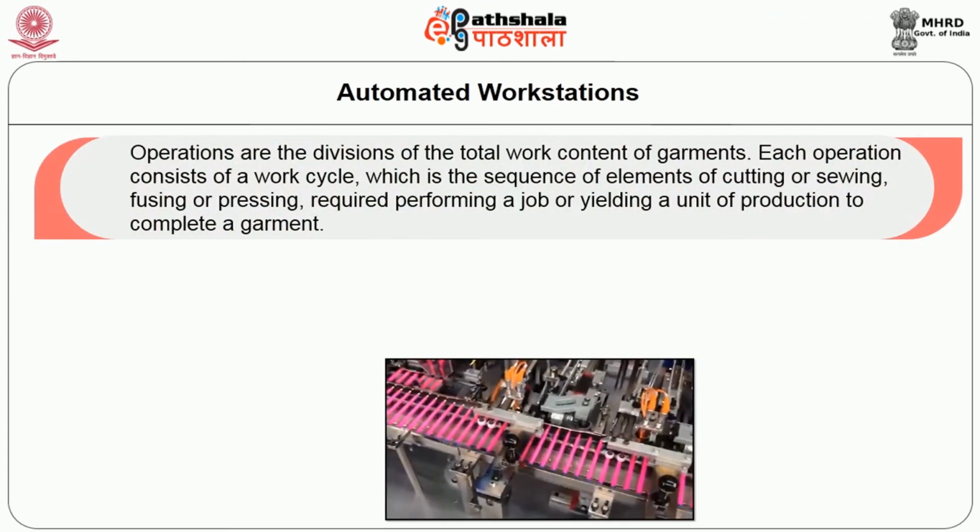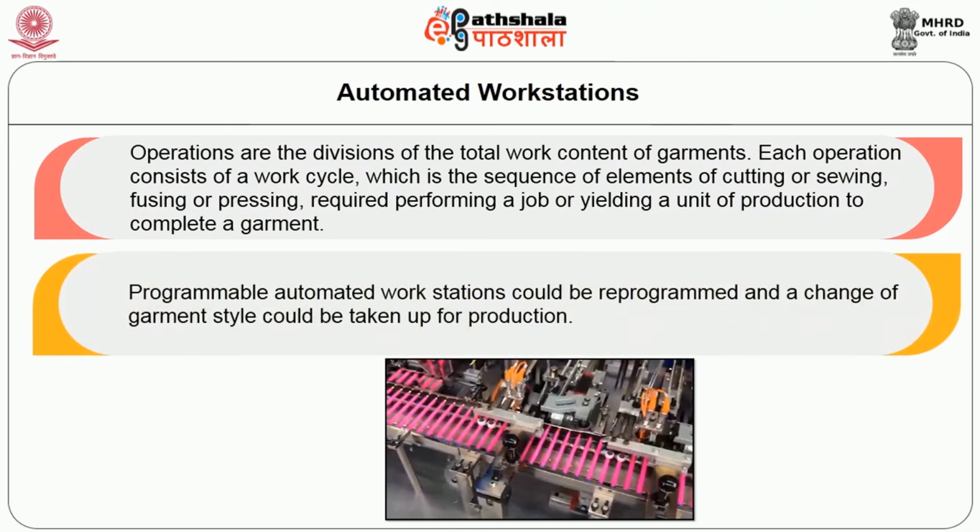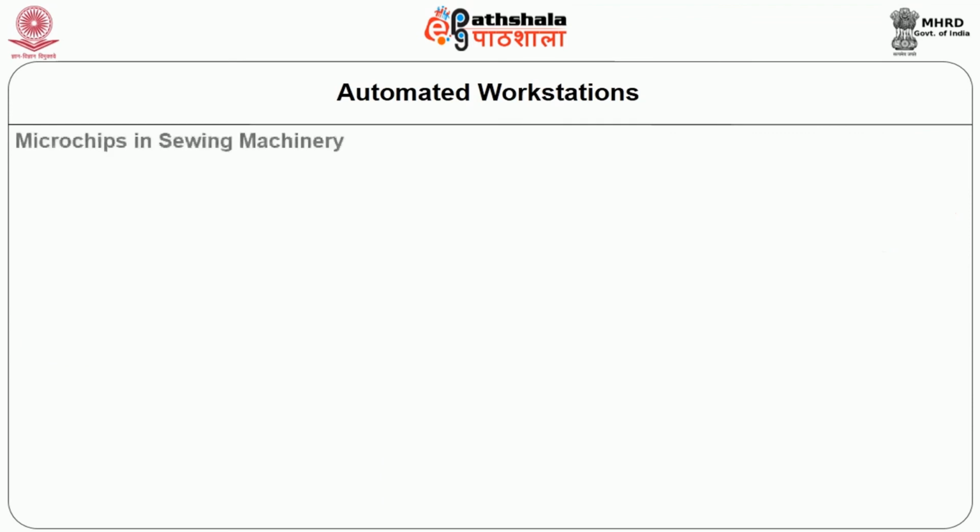Operations are the divisions of the total work content of the garment. Each operation consists of a work cycle, which is a sequence of elements of cutting or sewing, fusing or pressing required for performing a job or yielding a unit of production to complete a garment. Programmable automated workstations could be reprogrammed and a change of garment style could be taken up for production.